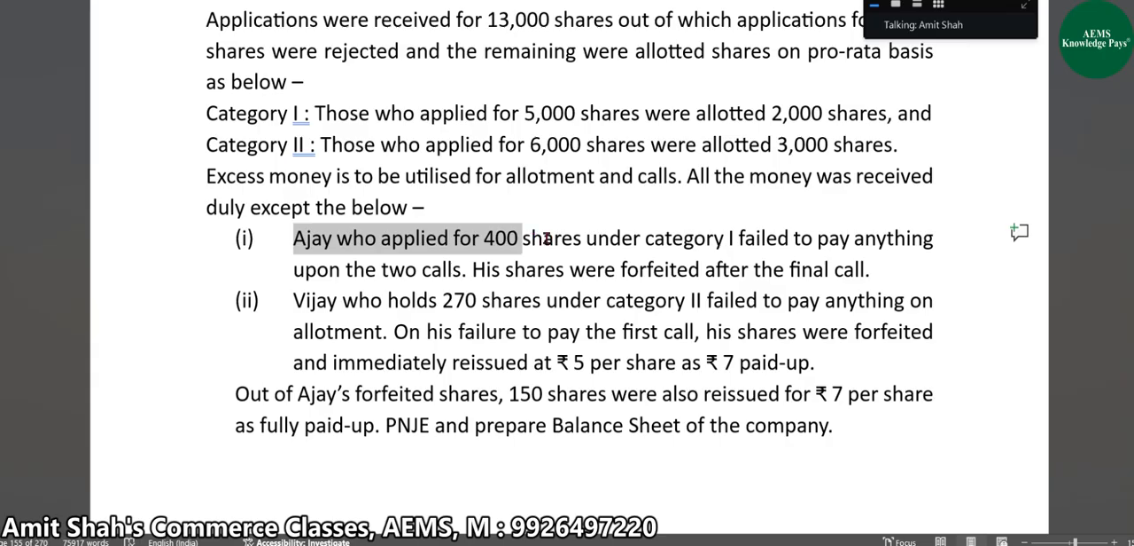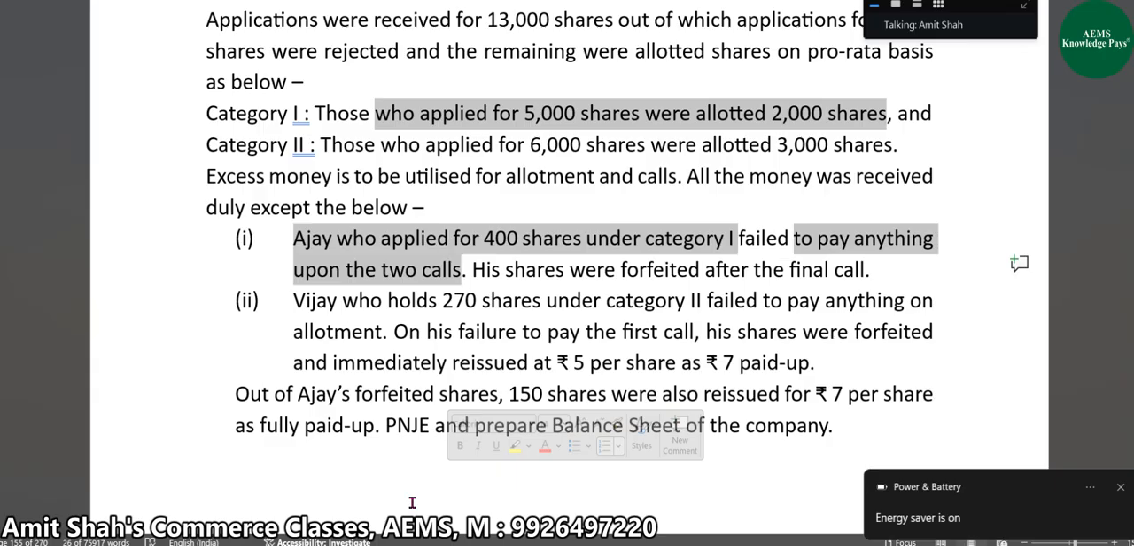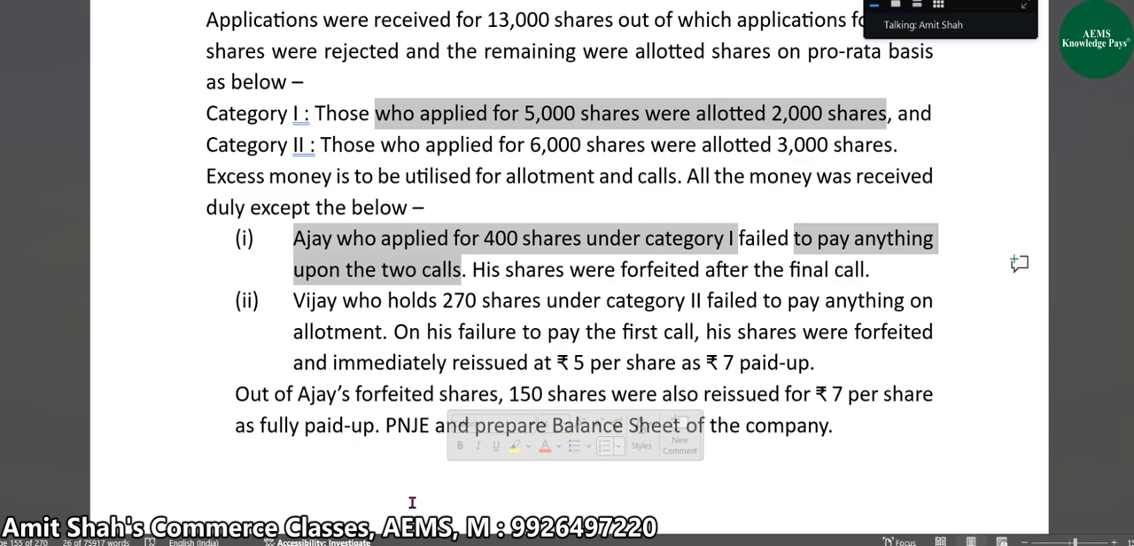Now, Ajay, who applied for 400 shares under category 1, means Ajay belongs to this category. He failed to pay anything upon the two calls. He could not pay anything on first call nor on second call. Are you getting this? Yes, sir.